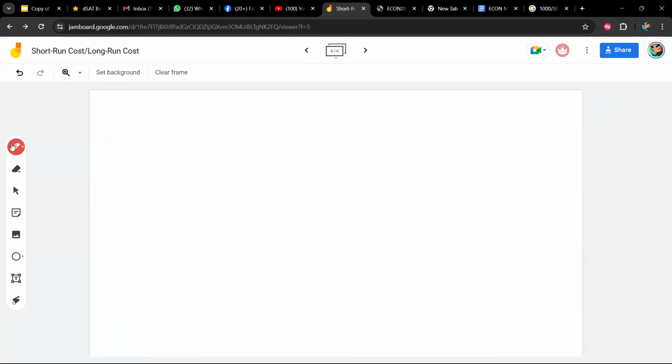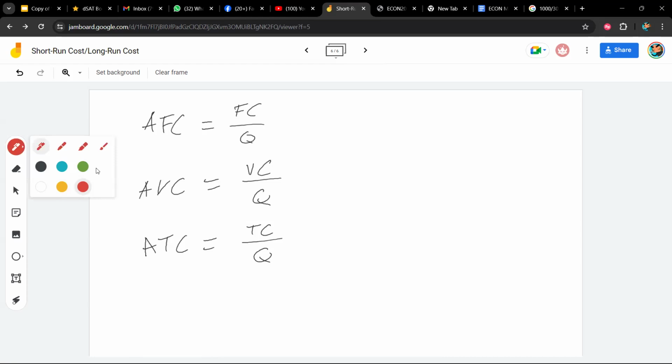The point being is that your ATC you calculate by doing TC over quantity. Same idea applies to AFC, which is FC over quantity. Your AVC is calculated by doing your variable cost divided by quantity, and your ATC is calculated using your TC over quantity. So in this case, your AFC will almost always keep going down because your fixed cost doesn't increase. Your variable cost is a bit different. It will go down, but then it'll curve back up again. I'll explain why this happens in a bit. ATC is the same thing. It'll go down and it'll go up.